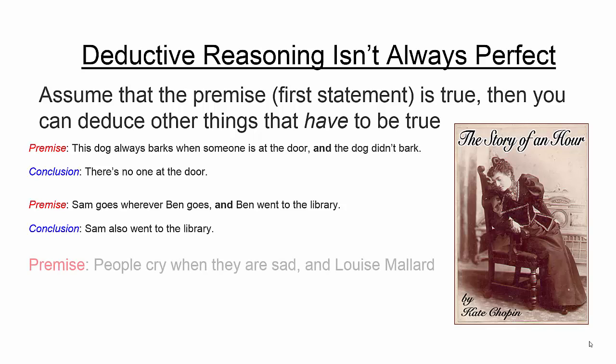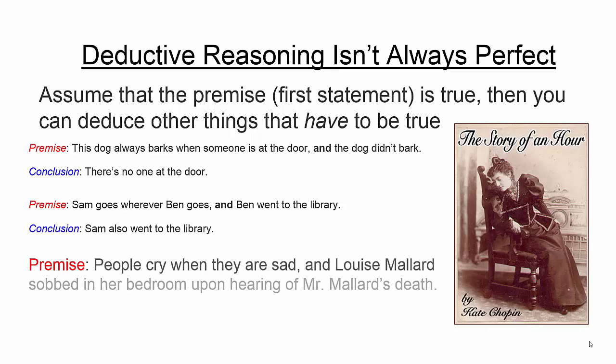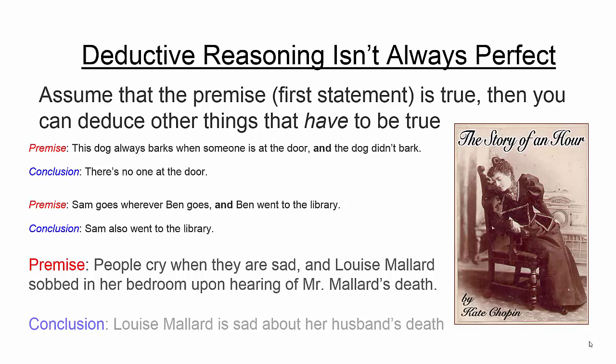Let's apply this to the story of An Hour. If your premise is that people cry when they are sad, okay, that's logical, and Louise Mallard sobbed in her bedroom upon hearing of Mr. Mallard's death, let's see if this conclusion holds: Louise Mallard is sad about her husband's death. Well, that's not necessarily true, because you could also prove that her crying was just one part of her emotional experience. Other parts were left out. So once again, deductive reasoning isn't always perfect.